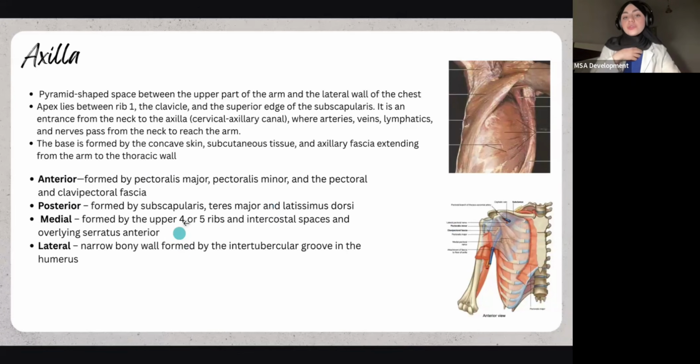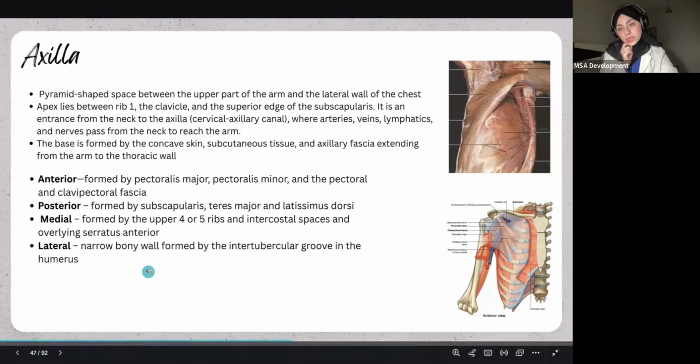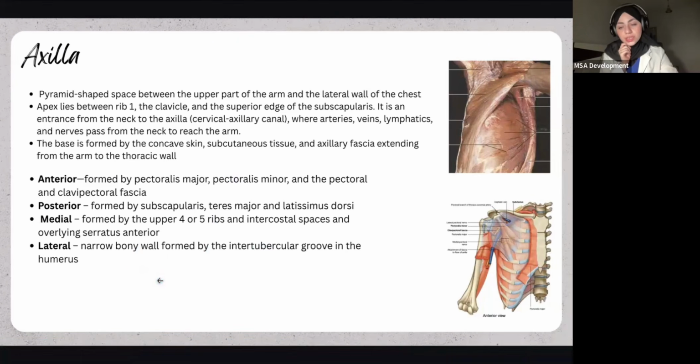Now, the medial wall is formed by the upper fourth and fifth ribs. Again, medially, it's just the thoracic wall. It's going to be the upper fourth and fifth ribs and the intercostal spaces, and recall what muscle is overlying, or originating from, the ribs. It's going to be the serratus anterior. And what does the serratus anterior do? It keeps the scapula held onto the back and rotates it laterally so that we can abduct the arm.